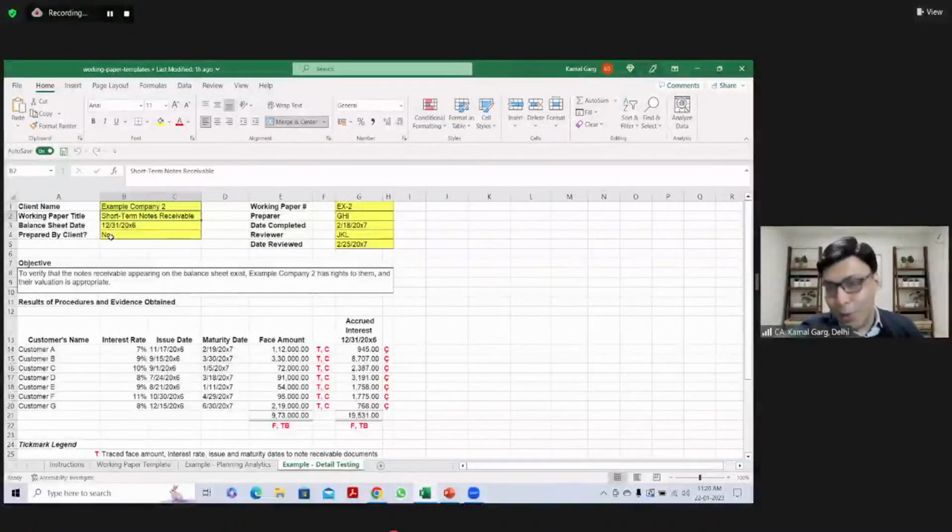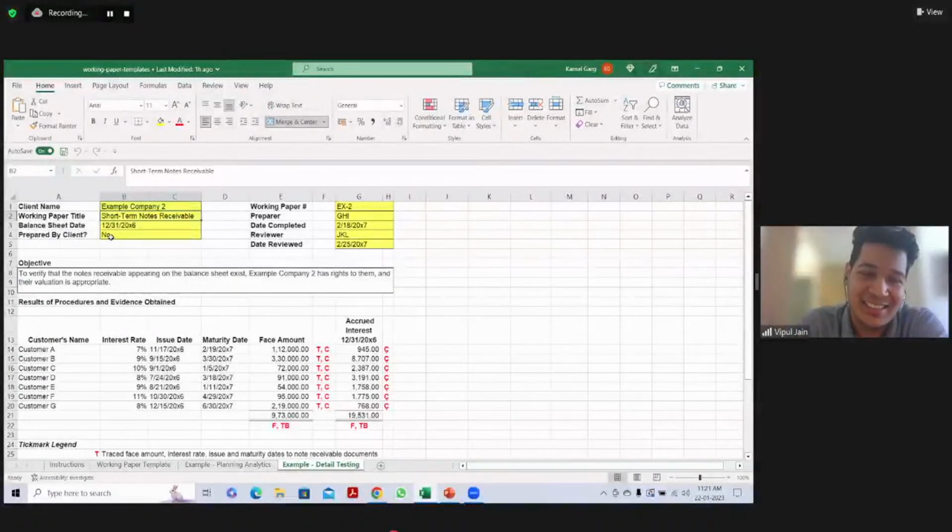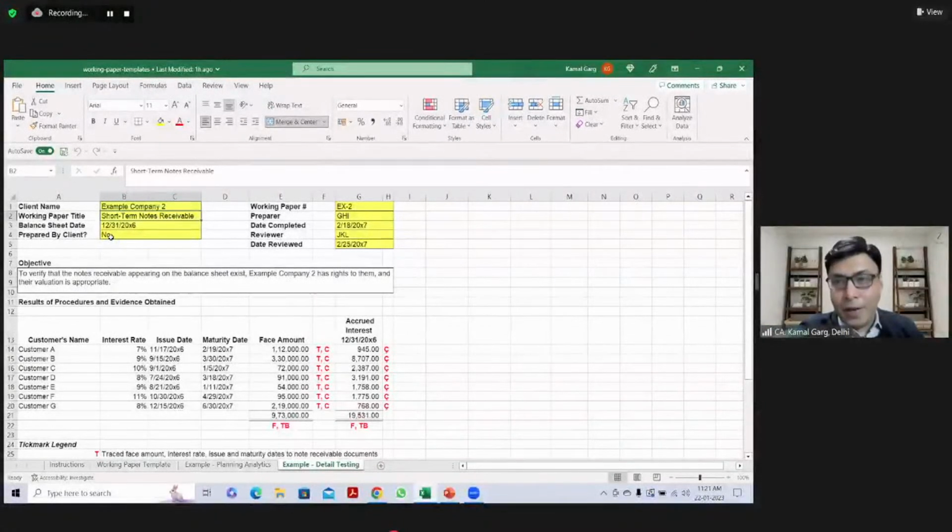Prepared by client, answer is no. The audit working papers are prepared by auditors only. Can you give me any example of a working paper prepared by the client, which is examined by the auditor? Can there be any such kind of working paper? Very simple example: bank reconciliation statement. Agreed. It could be a bank reconciliation statement. It could be working of stock. So certain documents can be prepared by the client also.